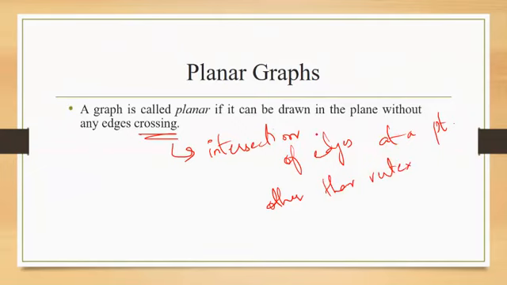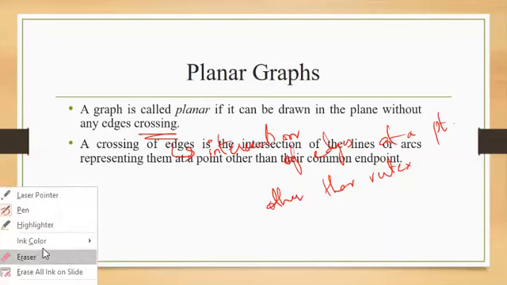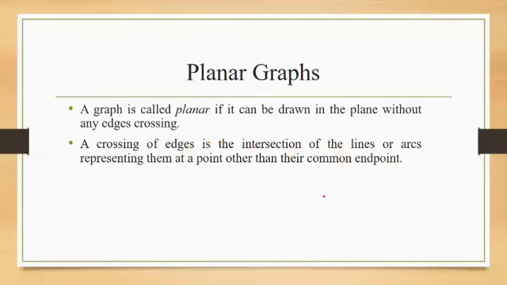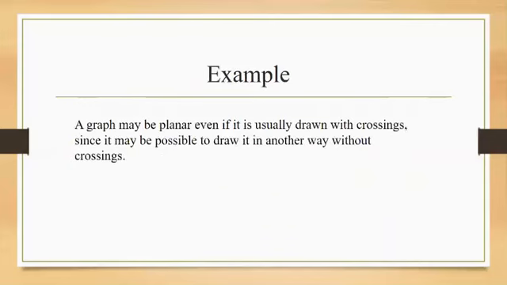So this kind of intersection should not occur in a planar graph. A crossing of edges is the intersection of the lines or arcs representing them at a point other than their common endpoint. Such a drawing is called a planar representation of the graph. Now, a graph may be planar even if it is usually drawn with crossings, since it may be possible to draw it in another way without crossing. So we may be given a graph like the example given here.